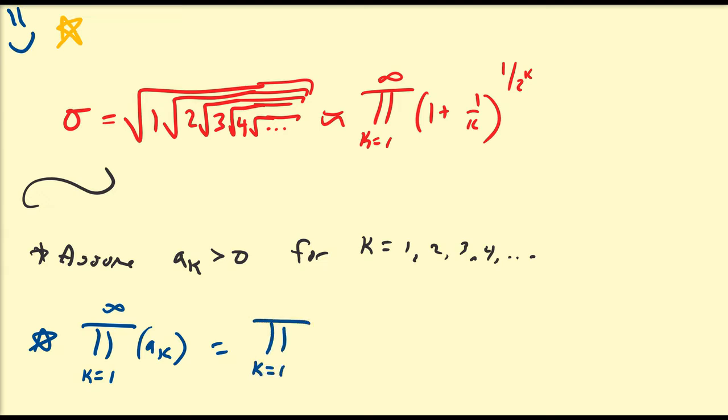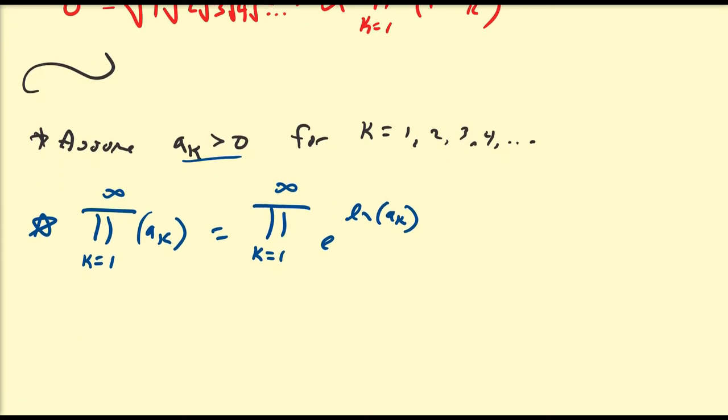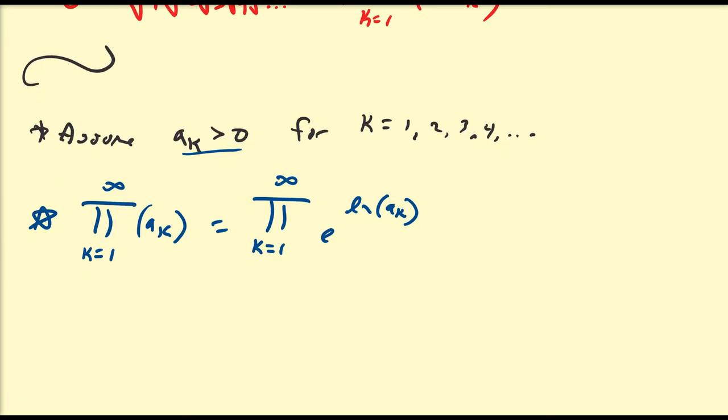So we know this is the same as the product from k equals 1 to infinity of e to the natural log of a_k. This is where the assumption that a_k is positive is extremely useful, because we don't have to consider the complex nature of logarithms or exponentials. So we can express this as e to the natural log of a_1 times e to the natural log of a_2 times e to the natural log of a_3, and so on.